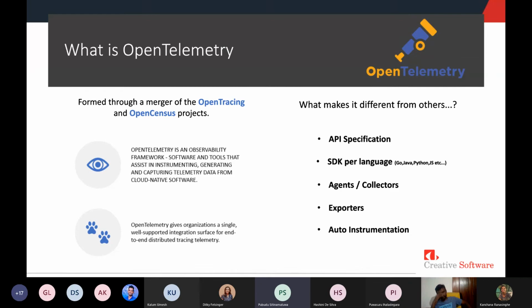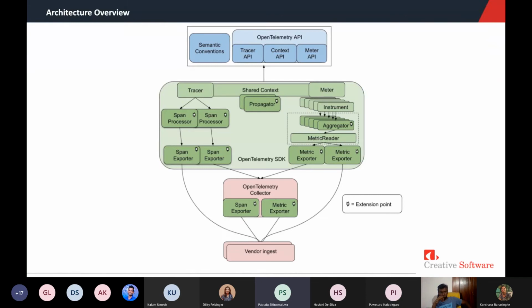You can find it on their website if you are interested. So I'll be explaining this a bit more. So this is the architectural overview of OpenTelemetry.